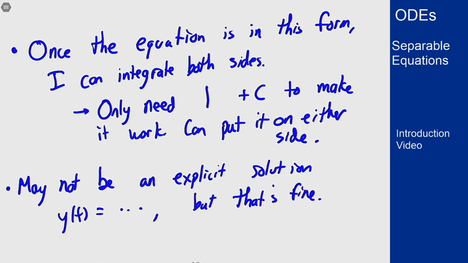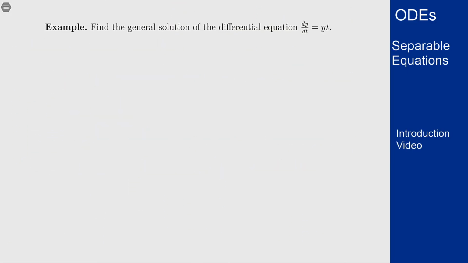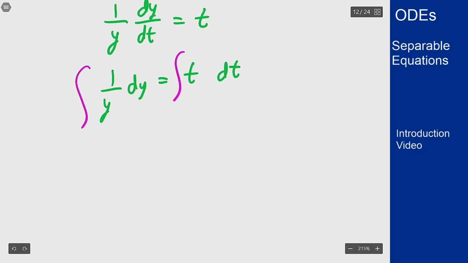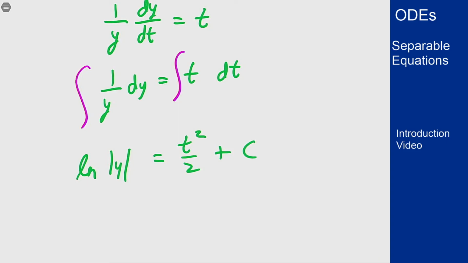All right, let's see an example of one of these. So I have here dy/dt equals y times t. So I need to get the y's onto the left-hand side, leaving the t's on the right. And for this one, it works out okay. I get to 1 over y dy/dt equals t, or 1 over y dy equals t dt. I can then integrate both sides. That will give me a log of absolute value of y on the left, and t squared over 2 plus c on the right. I decided to put the c on the right here, but you can do it either way, it's fine.